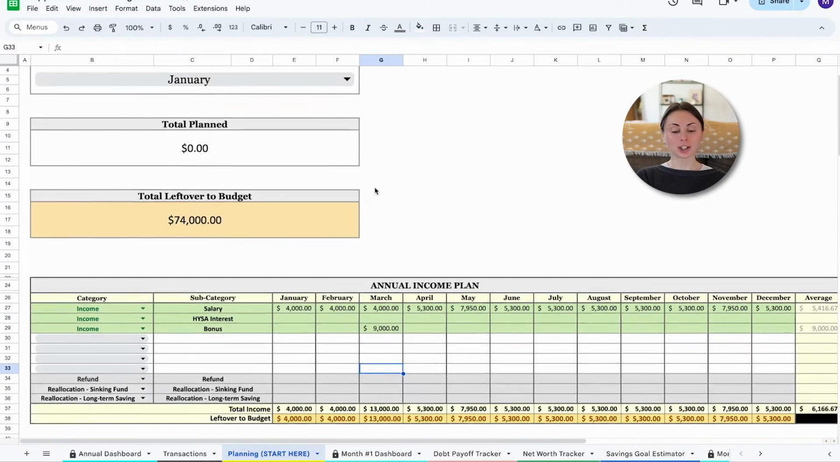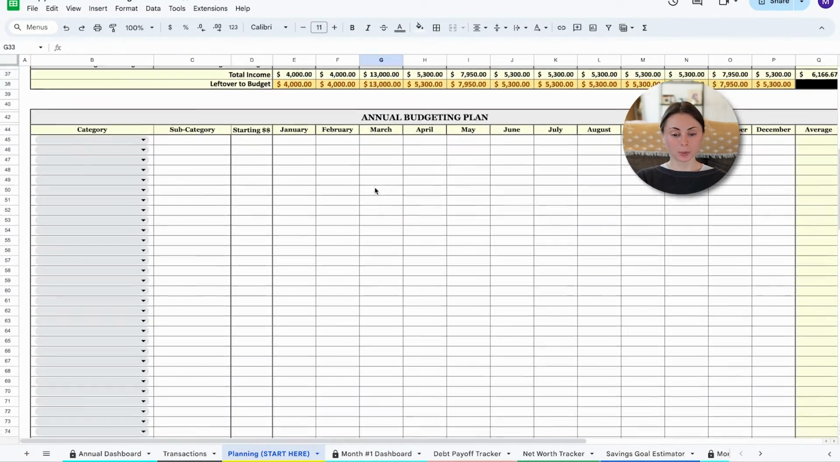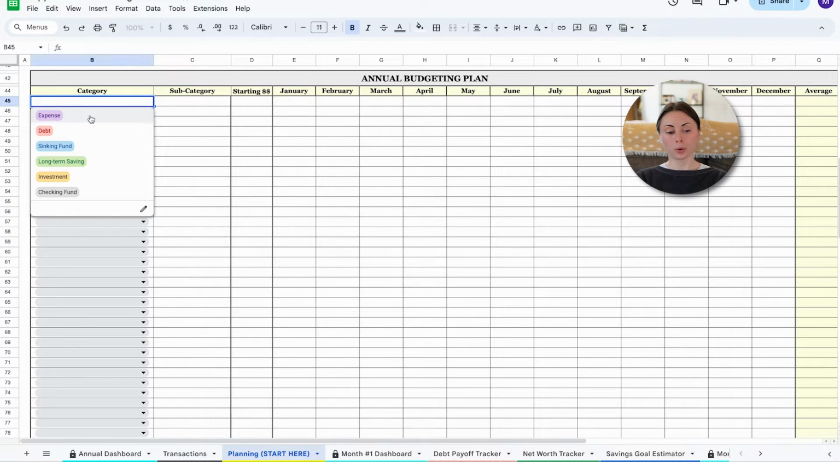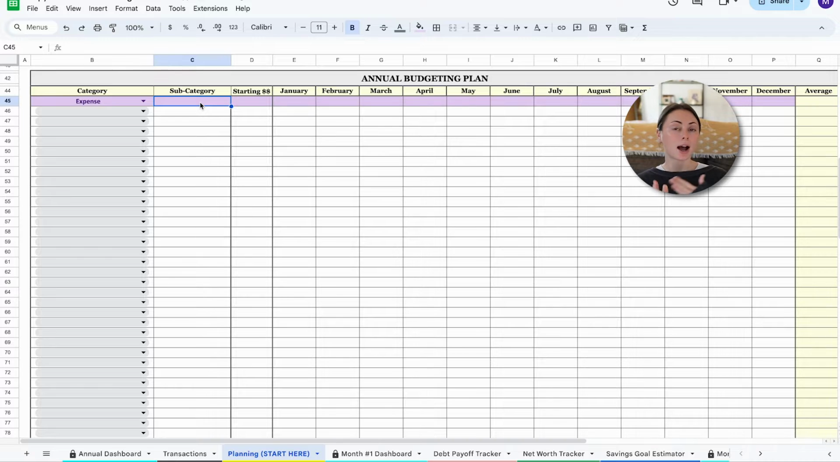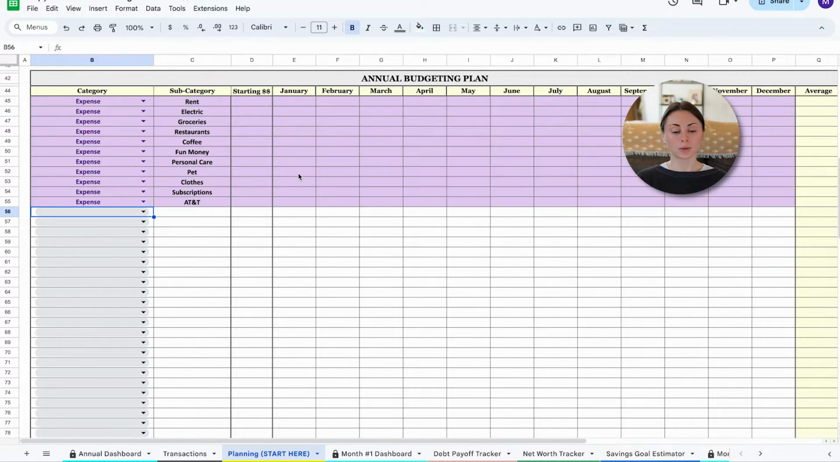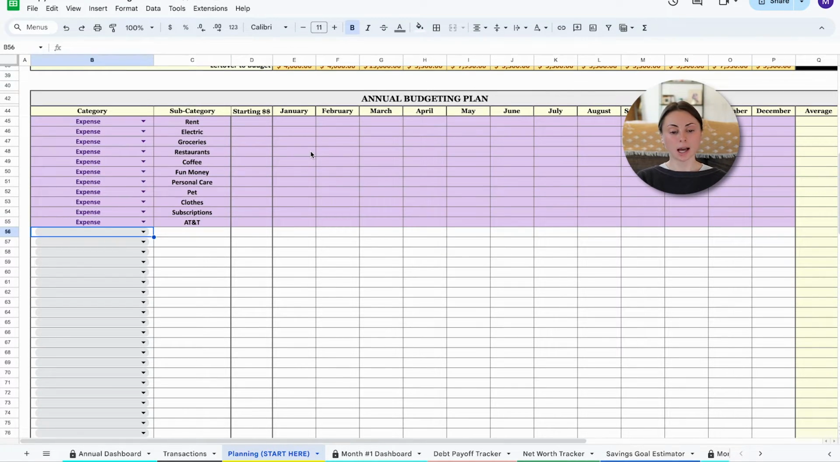The fun part now is creating the actual budget. So we're gonna go down here, and now I'm gonna go into order of these categories. So starting with expenses, these are things that I'm spending every single month in these categories, or nearly every single month. Rent, and I'm just gonna go ahead and fill out all of my expenses. Okay, so I have all of my expenses here, and now what I'll do is enter my starting amount.